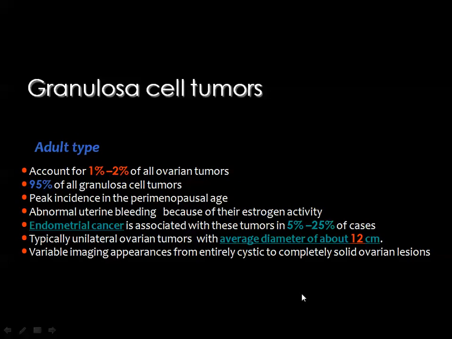Then you remember we have an adult type and a juvenile type. And this adult type represents about 1 to 2% of the ovarian tumors, and mostly they are the granulosa cell tumors or this dysgerminoma. Then you should remember that these tumors are big and the age of the patient is usually young. Endometrial cancer is associated with these tumors in about 5 to 25% of the cases.